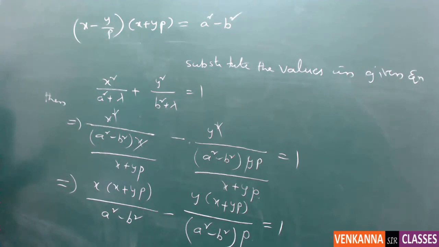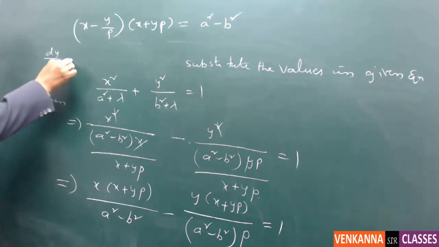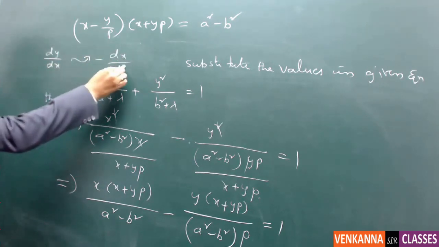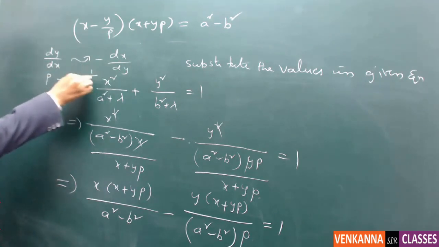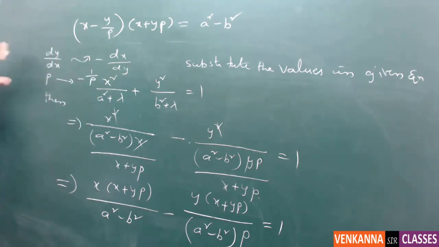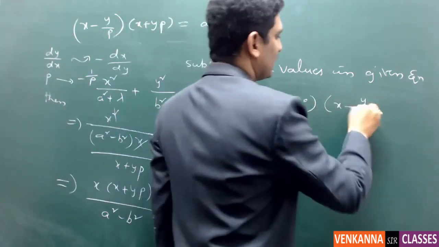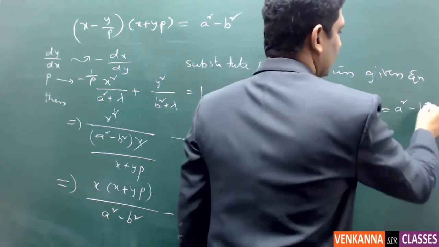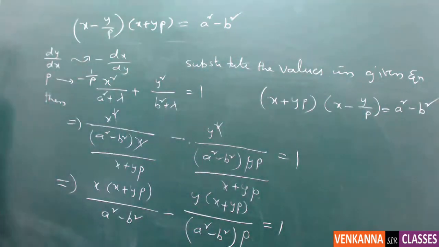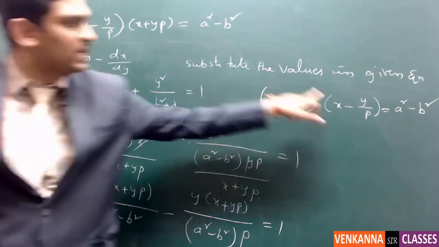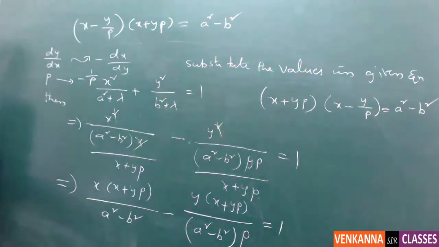So to determine the orthogonal trajectory, as we replace dy by dx with minus dx by dy, we have to replace p with minus 1 by p. So if you replace p with minus 1 by p in this equation, you are going to get x plus yp into x minus y by p is equal to a square minus b square. Accepted? So on doing the replacement also, the same equation appeared here. Hence, the given system is self-orthogonal. That is the conclusion of the problem.